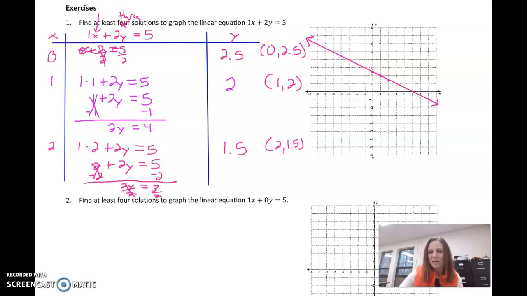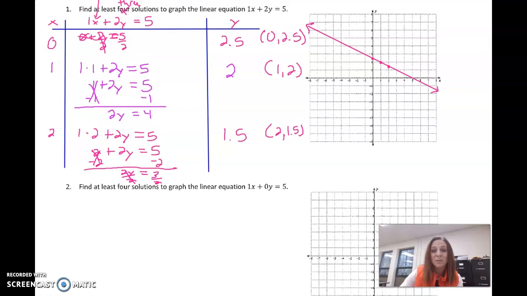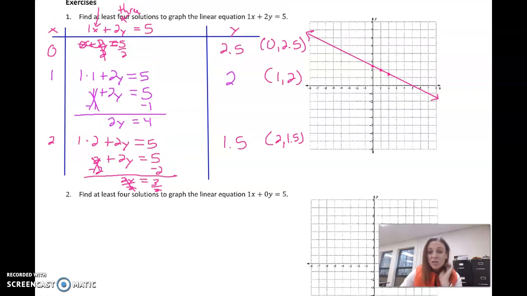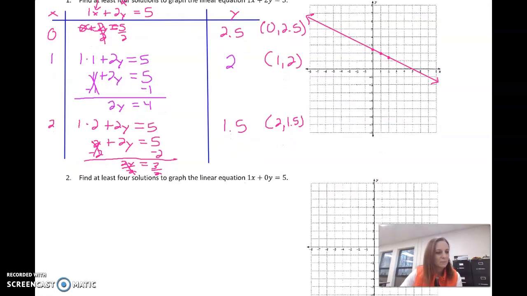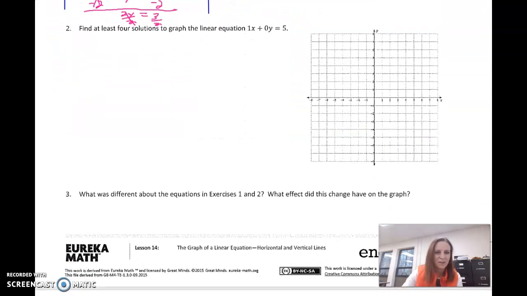All right, so now let's take a look at our next one here. It's going to look a little different. Well, it looks really similar with the exception of the coefficient of our y. This one is 2y, and then this is 0y. So, again, I'm only going to find 3 solutions.